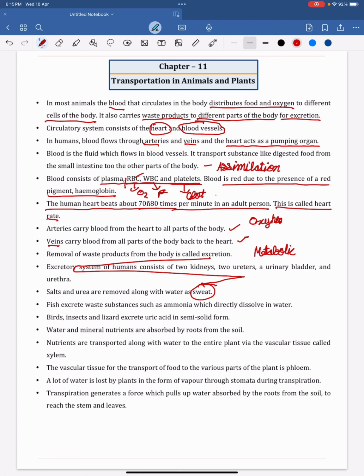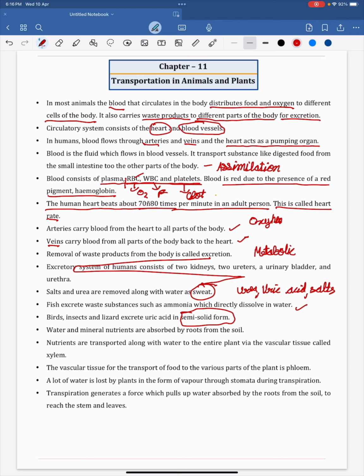It also removes urea, uric acid, salts, and other metabolic waste. Fish excrete waste substances such as ammonia, which are directly dissolved in water. Yes. Birds, insects, and lizards secrete uric acid in semi-solid form. Semi-solid form is nothing but it's neither liquid nor solid. It's like a part in the middle of them.